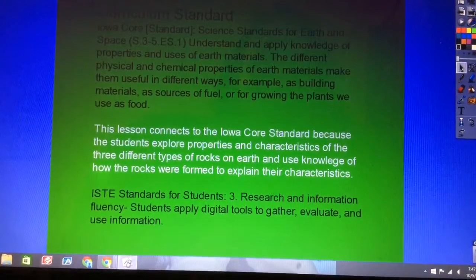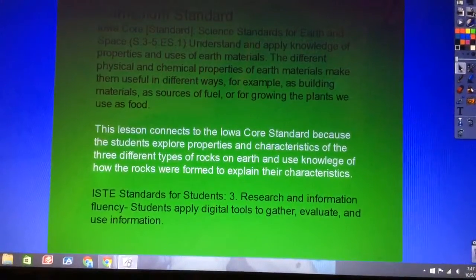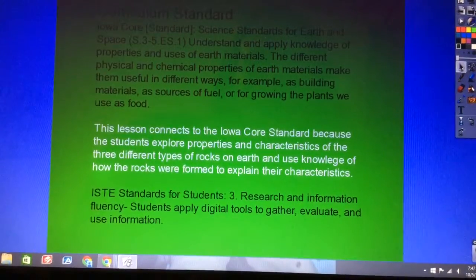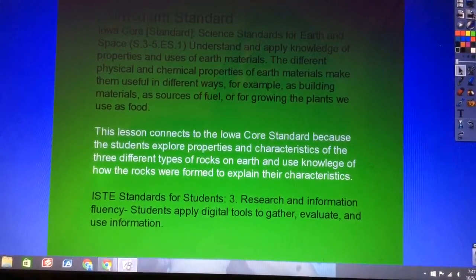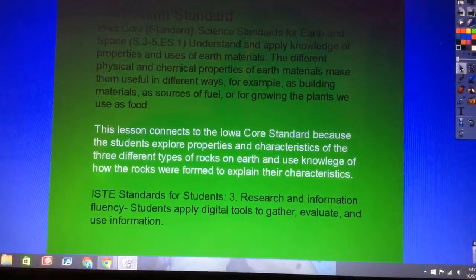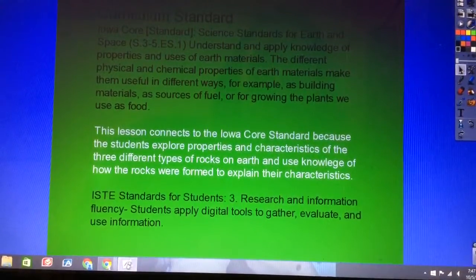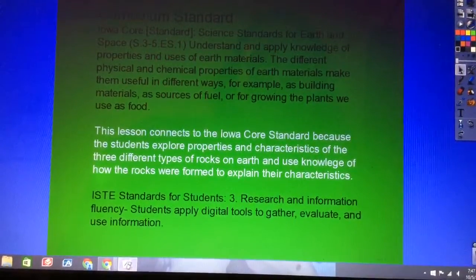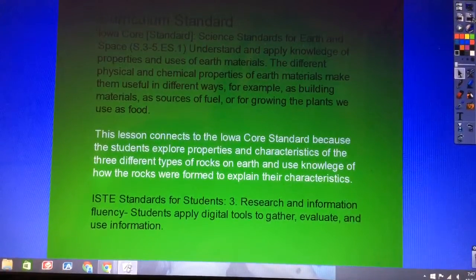The first one is the Iowa Core, which is the science standard for earth and space science. It's talking about understanding and applying knowledge of properties and uses of earth materials. So this lesson connects to the Iowa Core standard because the students explore properties and characteristics of the 3 different types of rocks on Earth and use knowledge of how the rocks were formed to explain their characteristics.